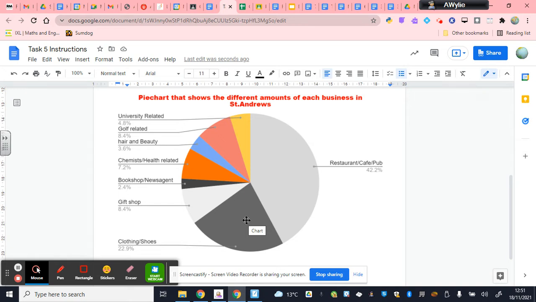The first thing that jumps out is that the most common business are restaurants, cafes, and pubs. We can see that because it's the biggest pie, and I would want to write that straight away. I wouldn't just want to say that it's the most common. I'd want to say, in this case, that 42%, I've just rounded down, by the way, of the businesses in St Andrews were restaurant, cafes, or pubs. I might then want to talk about the second most common, and even the third most common type of business.